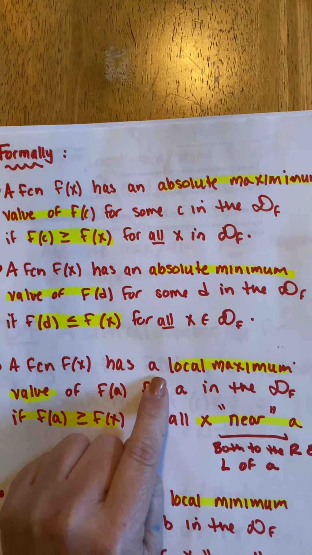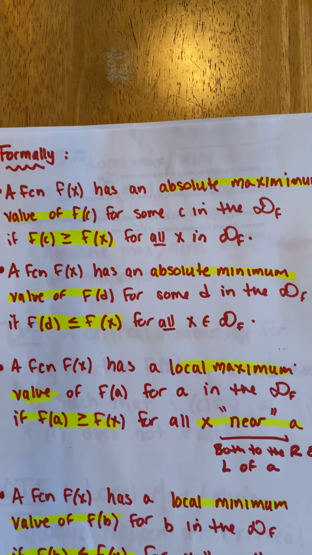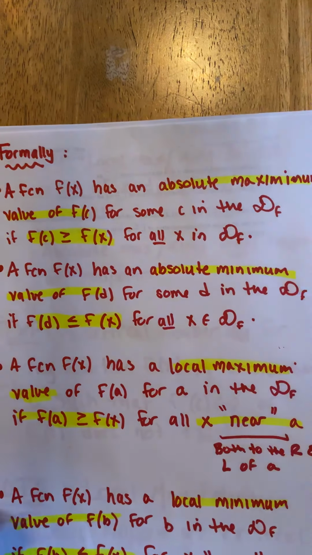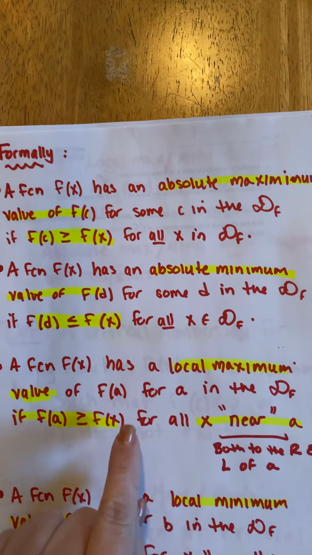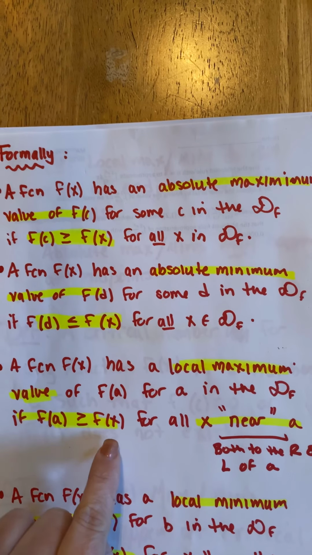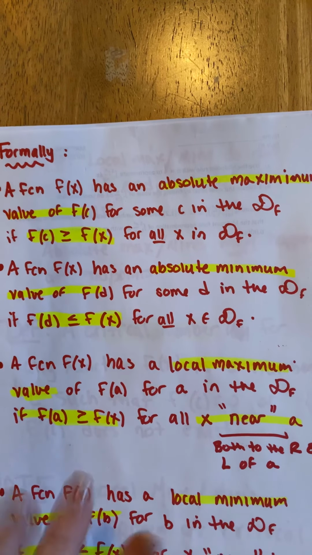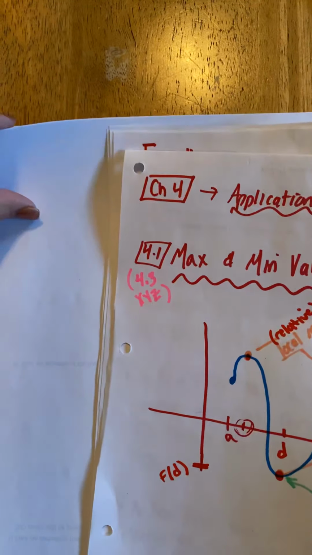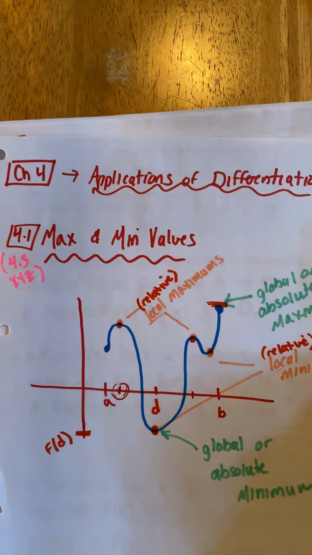A local maximum is different than an absolute maximum, because a local maximum can just happen in a small area about a point. So a local maximum happens at, let's say, a point A, if the function values all fall below f of a, just near that point. So near is a sort of a little bit of a vague term in math.